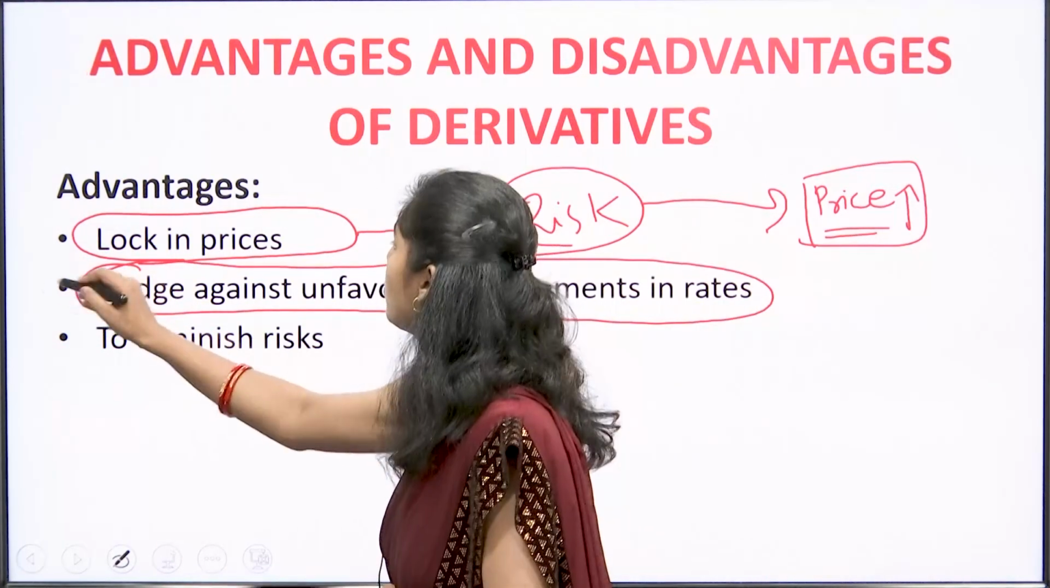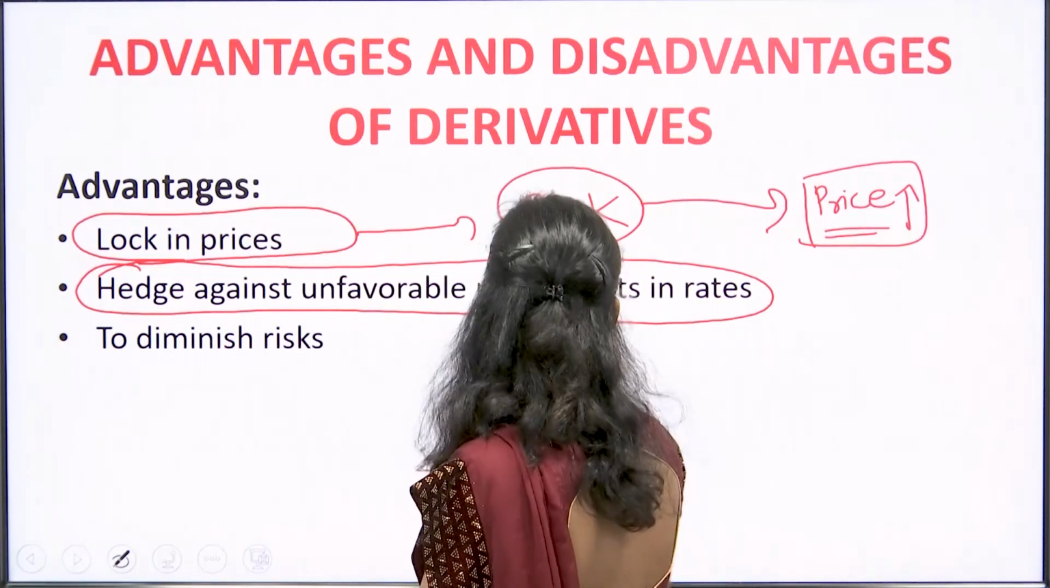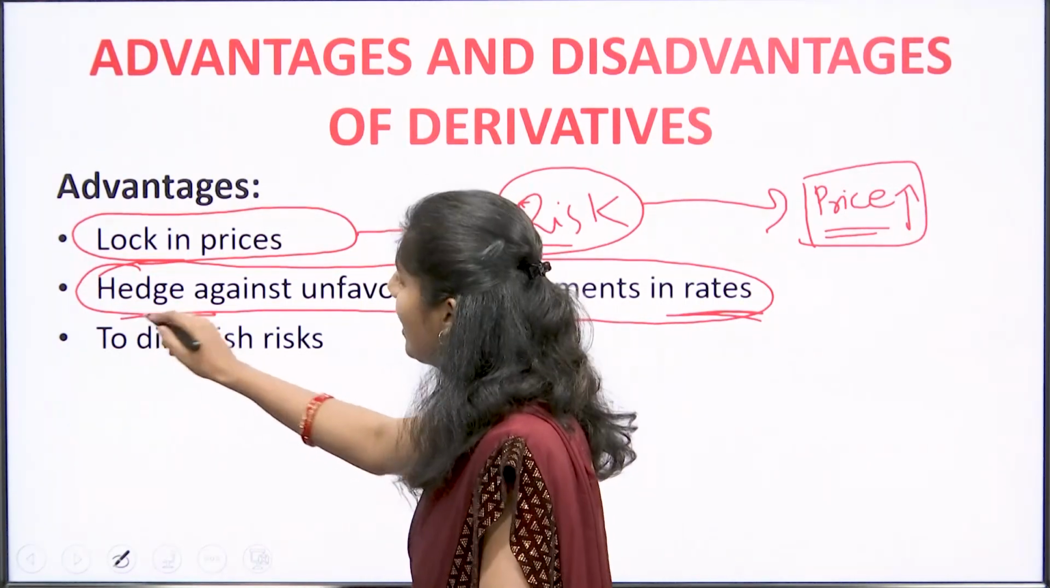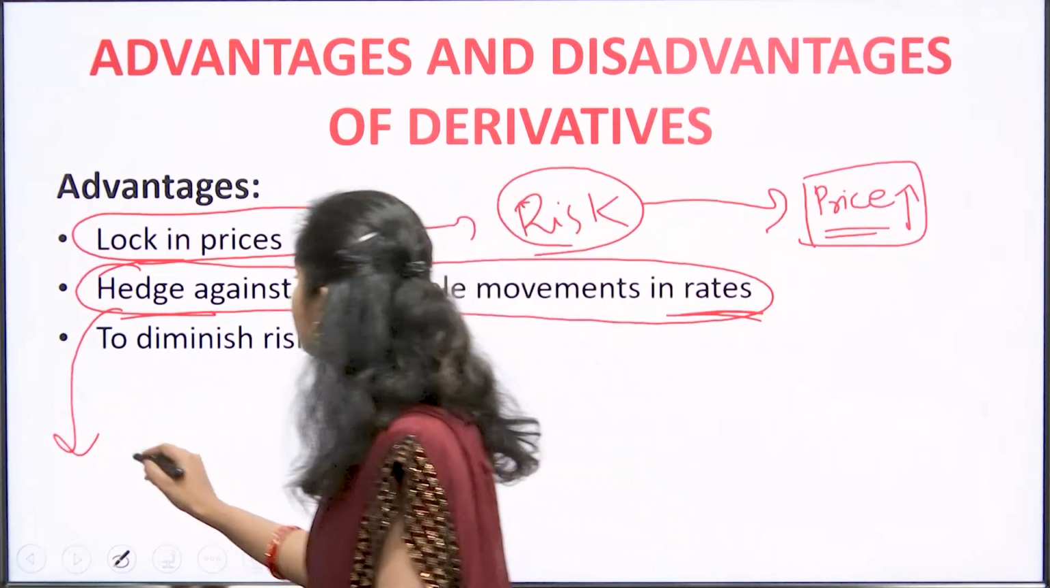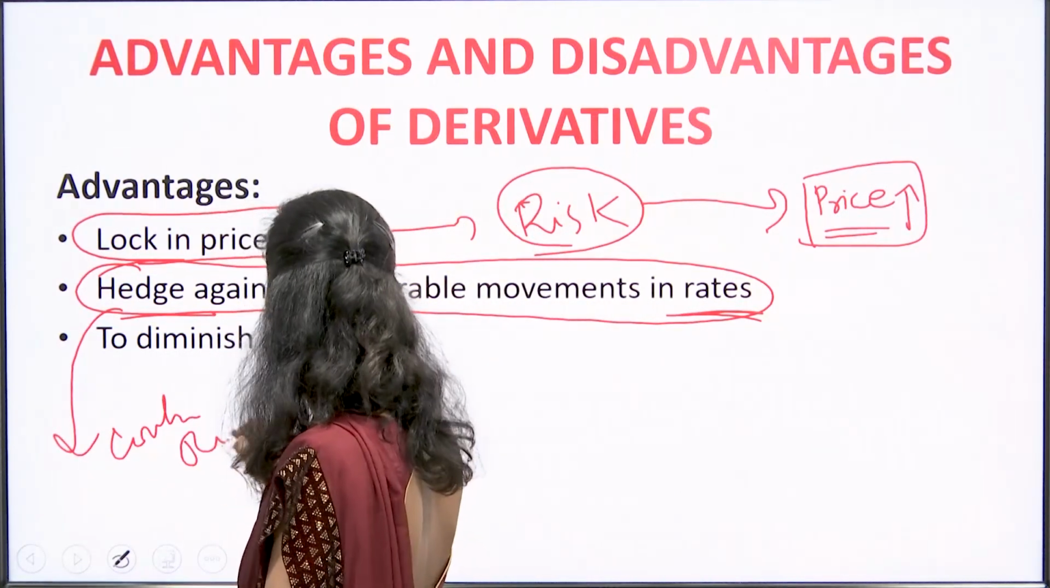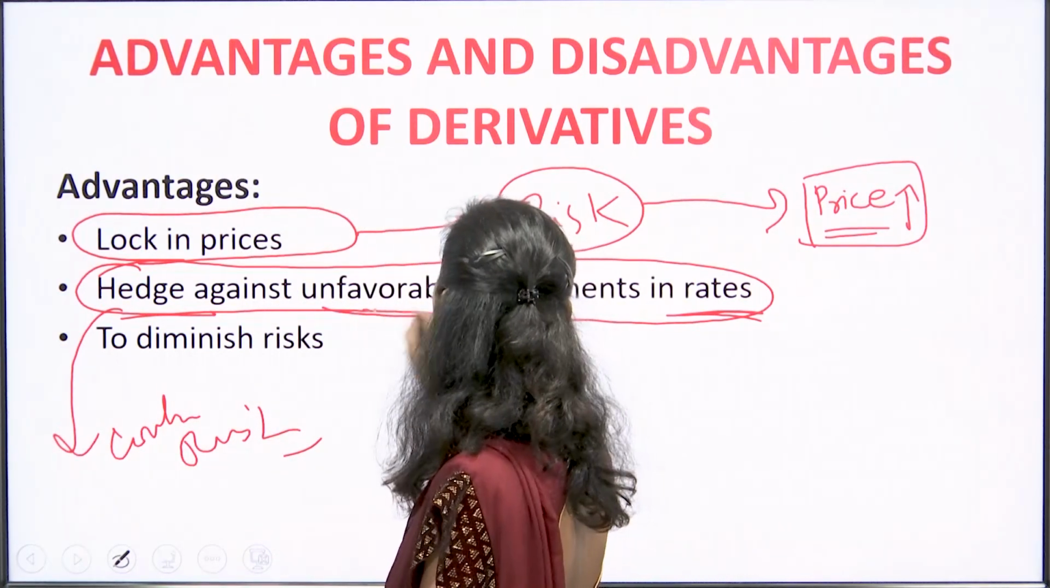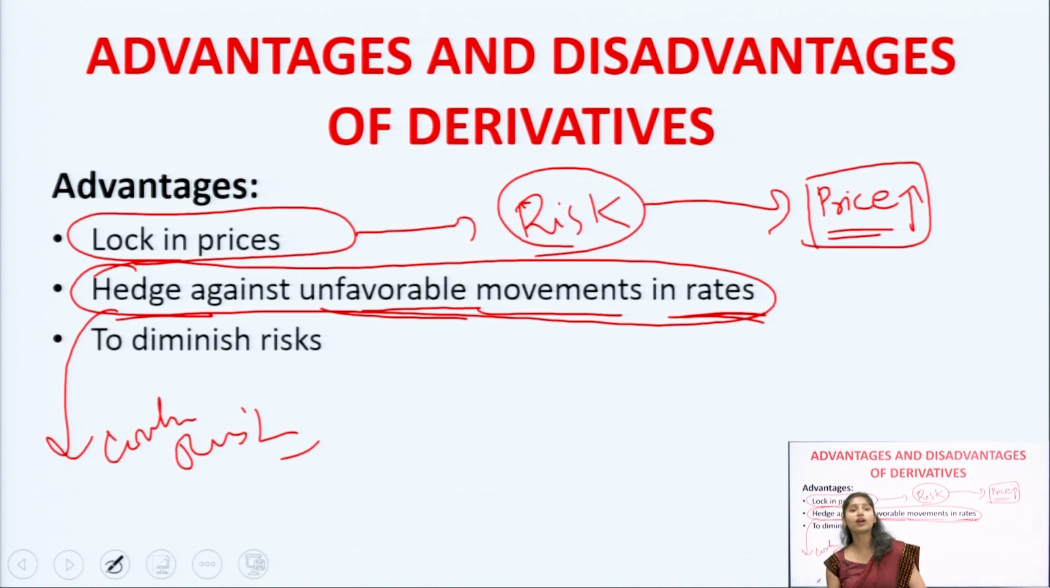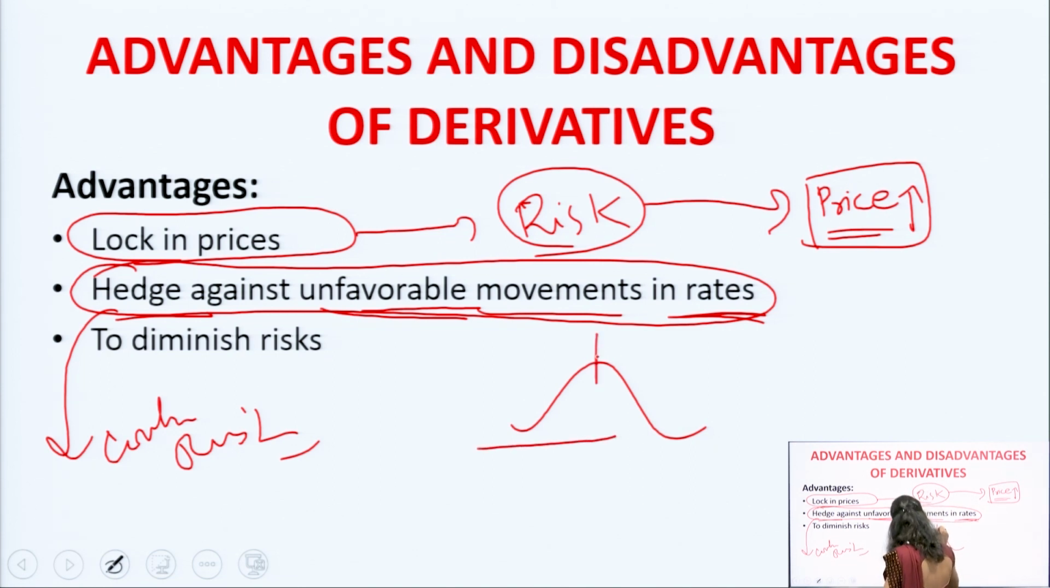The next advantage is hedge against unfavorable movement in rates. The hedging concept I already told you is a kind of controlling the risk factor, controlling it with respect to unfavorable movement. Whatever the fluctuation in the price level, you are trying to hedge it and control it from moving downwards. So, this is another advantage: you can control your risk factor. You will not get into deep losses if the market goes down.